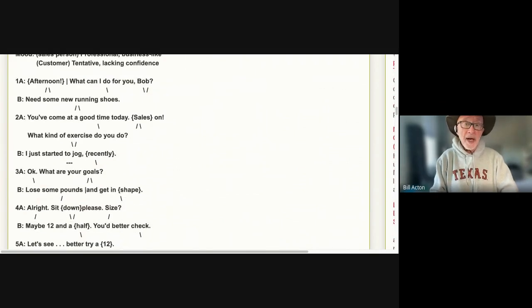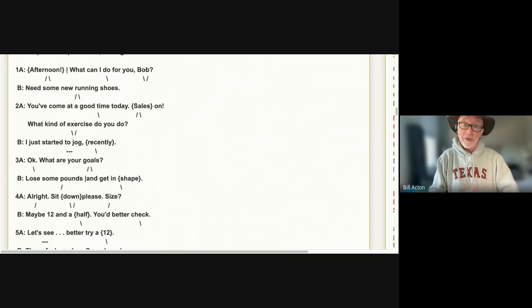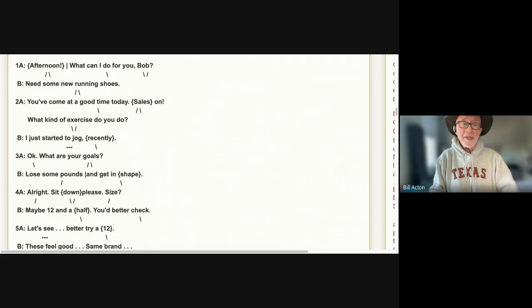Then 2A, the second line, fall, rise. What kind of exercise do you do? Then Bob, which turns B for Bob. He does a flat and then a fall. I've just started to jog recently. See how much faster I did that one? So, I just started to jog recently. Once you practice this, some of these MT4s come pretty fast, with the kind of movement that you need to do with them.